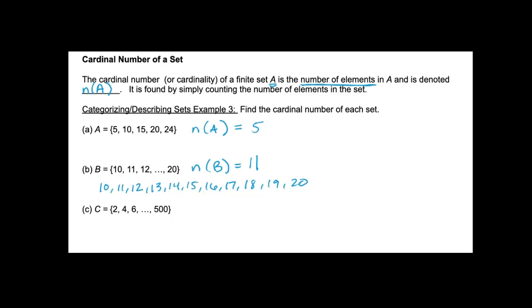And then this last set C, we say n of C equals, and it looks like they're even numbers starting at 2, ending at 500. So if we think about what this would look like if we started at 1 and went to 500, we would say, okay, there's 500 elements if we had every single number, but we don't, so we could cut that in half. Instead of 500 elements, there are 250 elements. Now note that if this had started with 0, there would actually be 251 elements.